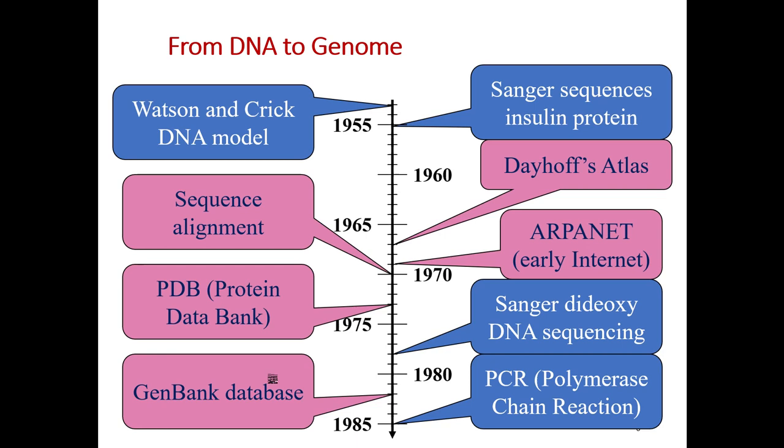Then around 1969, ARPANET was developed. It is the early internet. ARPANET was developed by the US military for their internal communication, for their internal exchange of data. They established a network of computers, which is called ARPANET. And later on, it got transformed into the World Wide Web, that is the internet. Then in 1970, the first algorithm was written for sequence alignment, by Needleman and Wunsch.